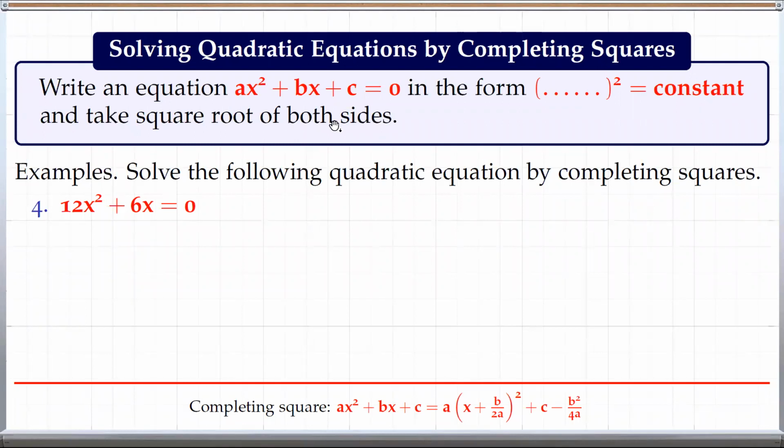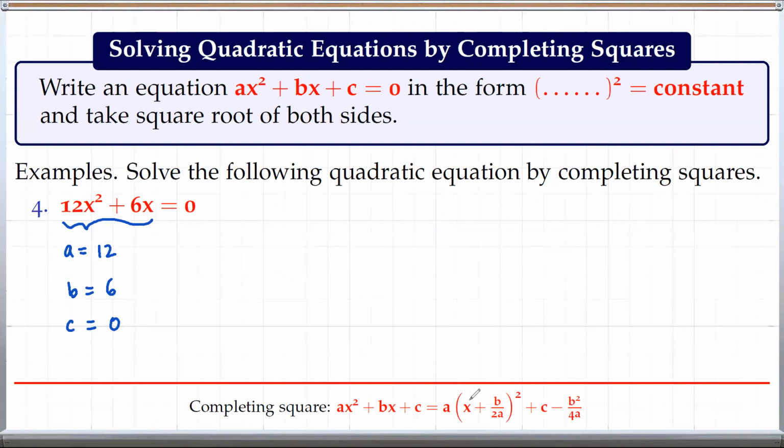Here we have the next example. We want to solve 12x squared plus 6x equals 0, again by using the method of completing the square. So first we identify a, b, and c so that we can complete the square on 12x squared plus 6x. So here a is the coefficient of x squared, which is 12, and b is 6, the coefficient of x, and c would be 0 because we don't have any constant term here.